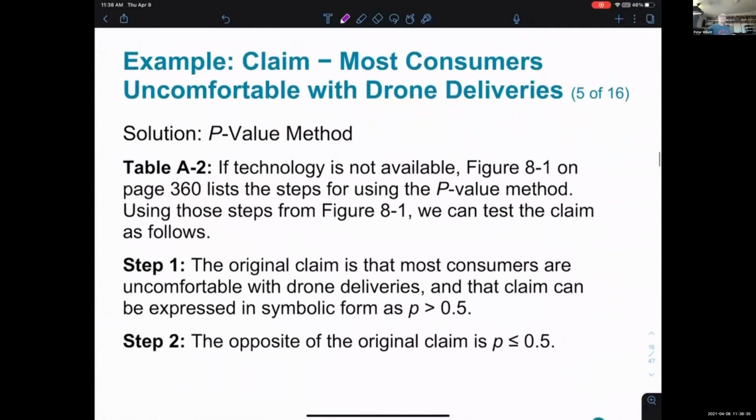So let's look at this p-value method. If technology is not available, we would use a table, but we're not going to worry about that. Step 1, the original claim is that most consumers are uncomfortable with drone deliveries. And that claim can be expressed in the symbolic form, p is greater than 0.5. This step is equivalent to what we were discussing earlier, where our claim was that the proportion of people wearing an article of blue clothing is greater than 20%. And in this case, it's that the proportion of people who don't like drone deliveries is greater than 50%. That's the claim.